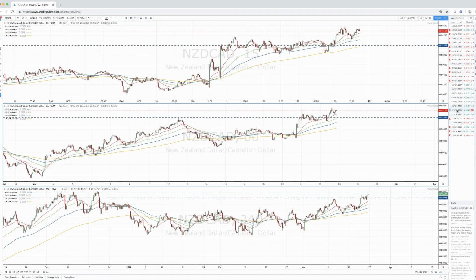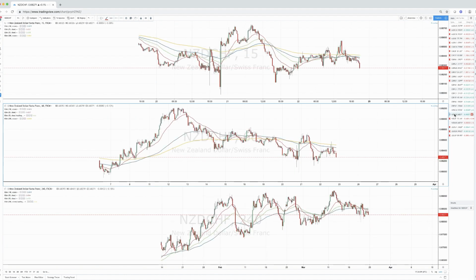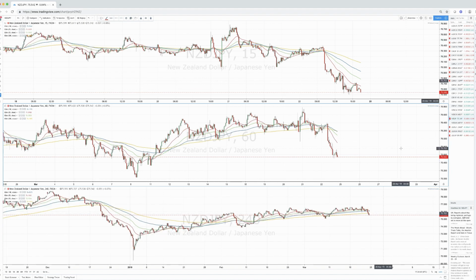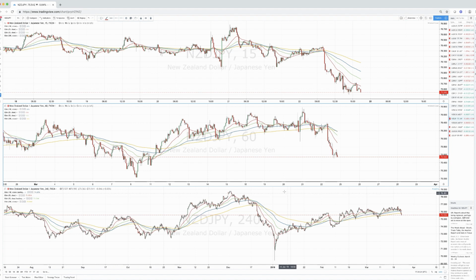Okay. The New Zealand CAD, I don't see any real great price action set up here, so we can leave that. The New Zealand franc looks like it potentially could break down, but if we look at the price action setup over here on the 4 hour chart, it's absolutely atrocious. No momentum there. New Zealand yen, however, looks potentially like a pretty good, a pretty decent trade.